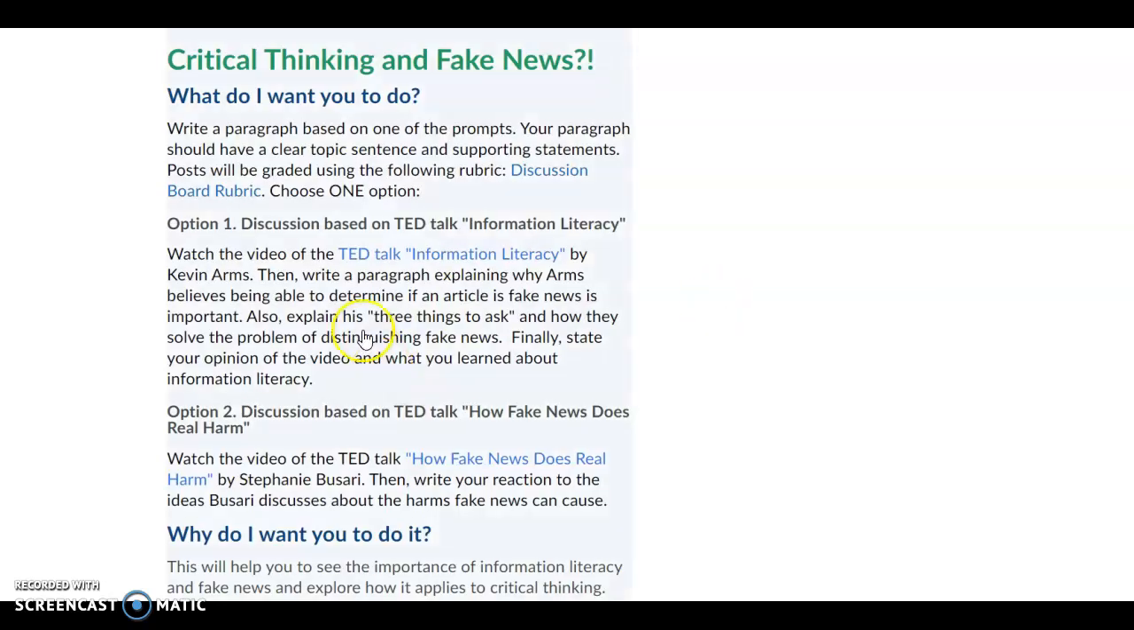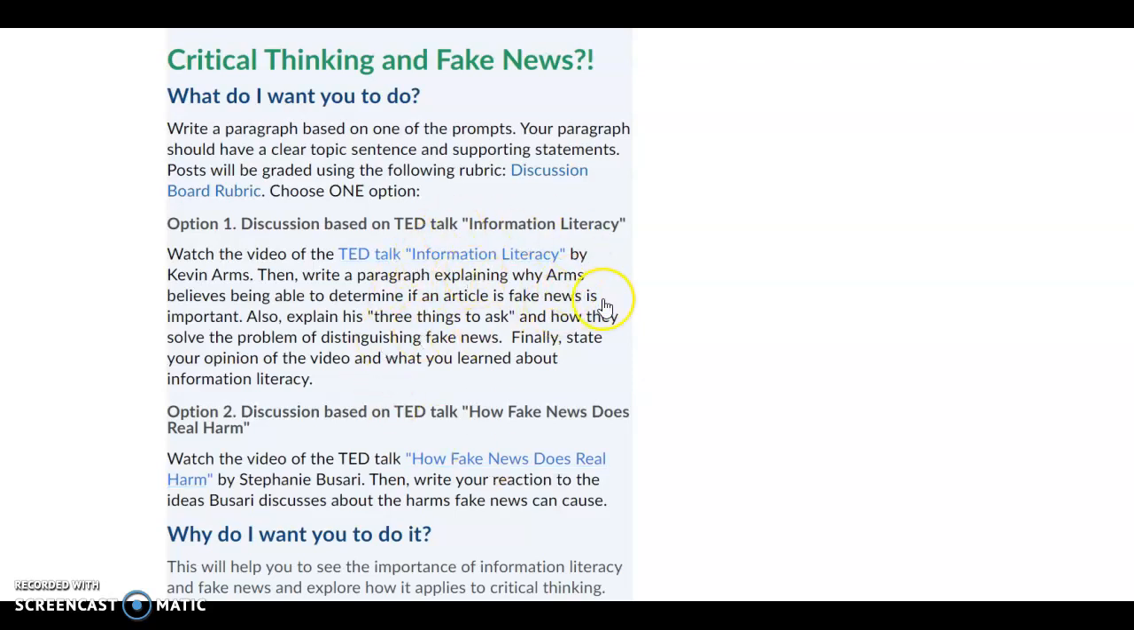If you look at these two, you can see that both options are discussions based on a TED Talk. My first suggestion as a critical thinker trying to approach this task would be to watch both videos. Watch this video that's linked right here, because doing so is going to give you an idea. They're both really helpful for information literacy, which we're talking about right now, but they're both very different. So you're going to want to watch them both to figure out which one you feel like you can best respond to. And once you've chosen your video, you can come back and look and see.